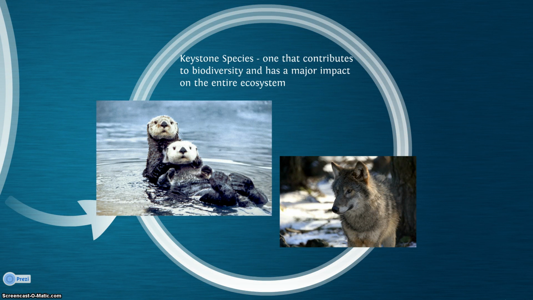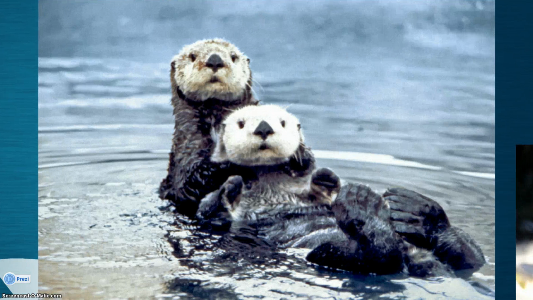Next up, we have the keystone species. A keystone is any organism or species that contributes a huge amount to the biodiversity and has a major impact on the entire ecosystem. So when that organism disappears, or if it's removed, if it goes extinct from an ecosystem, the entire ecosystem changes. And our first example is the sea otter. A sea otter feeds on lots of different shellfish and sea urchins. And that's very important for kelp forests.